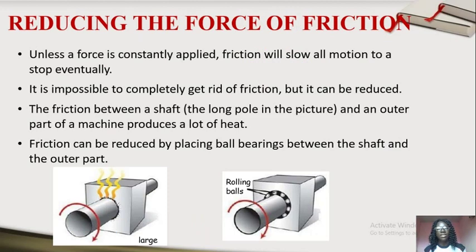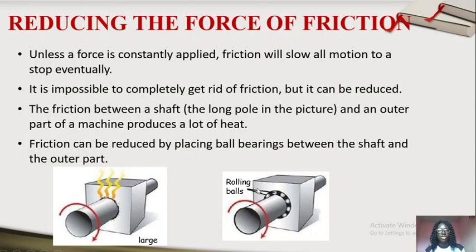So are there ways we can reduce friction? Yes. We cannot completely get rid of friction, but we can reduce it. Friction is reduced by placing a ball bearing between a shaft and the outer layer. So I have a shaft and the outer layer. You can see that this place will get rust easily. For me to prevent this shaft from getting rust, I have to put what is called a ball bearing. In that case, this can rotate freely.